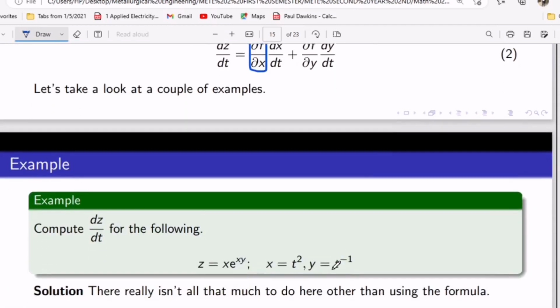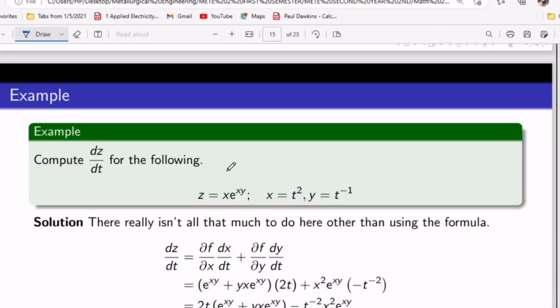So in this case, they gave us the main function, which is z equal to e to the x times e to the power xy, and they give you that x is equal to t squared, and y is equal to t to the power of -1. For us to find this one, this is case 1. Being able to identify the case will help you solve the question. In case 1, you're going to get three functions: the main function, then the variables given to you.